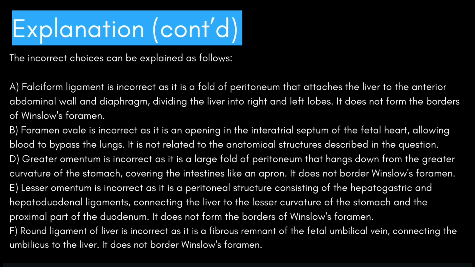Round ligament of liver is incorrect as it is a fibrous remnant of the fetal umbilical vein connecting the umbilicus to the liver. It does not border Winslow's foramen.